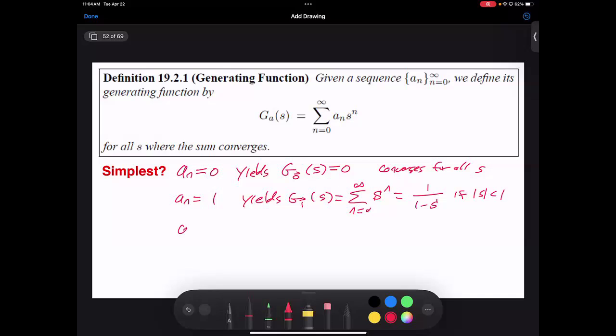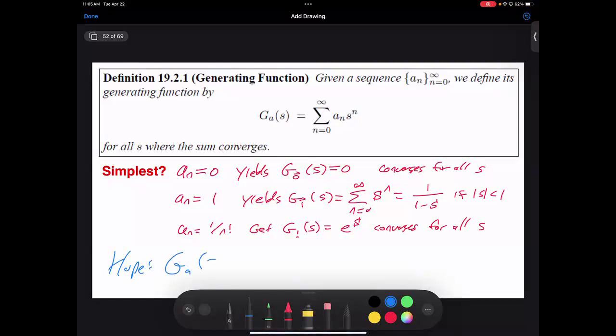If I take a_n equals 1 over n factorial, we get g, I'll call it g_factorial of s, is just e to the s. And that converges for all s. It turns out that for a lot of sequences, we can get a closed form expression for the g's. And if we have a closed form expression for the g's, we can often use that to get information about the coefficients.